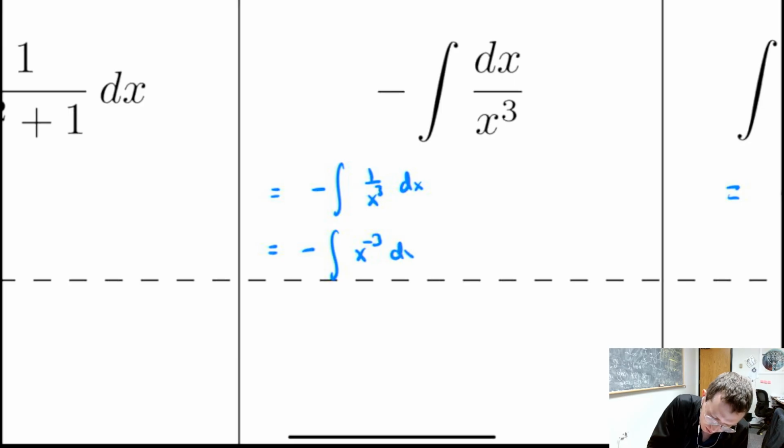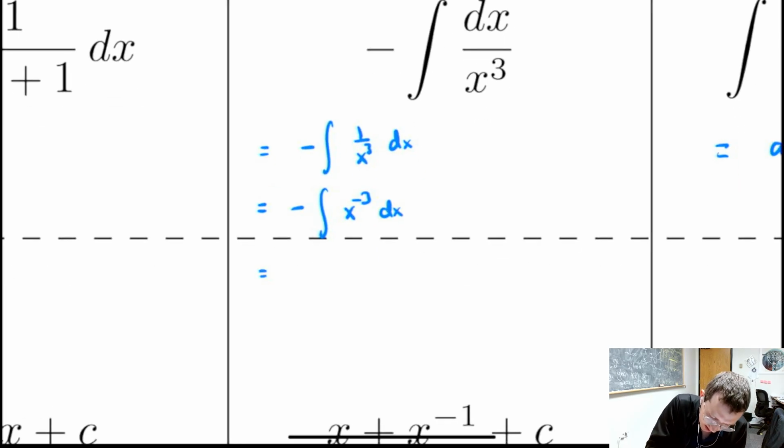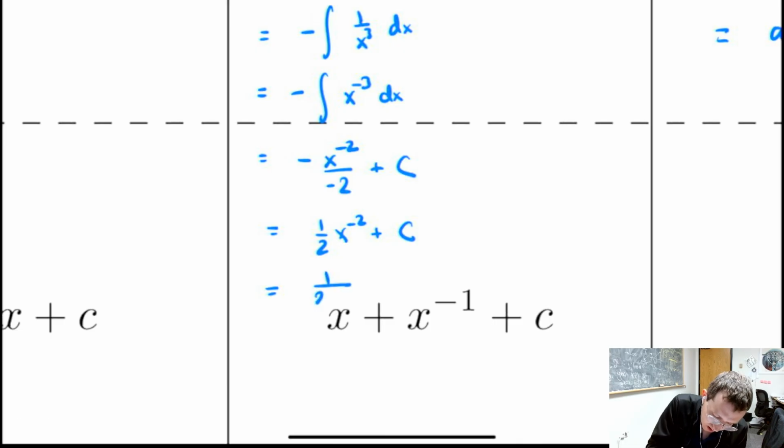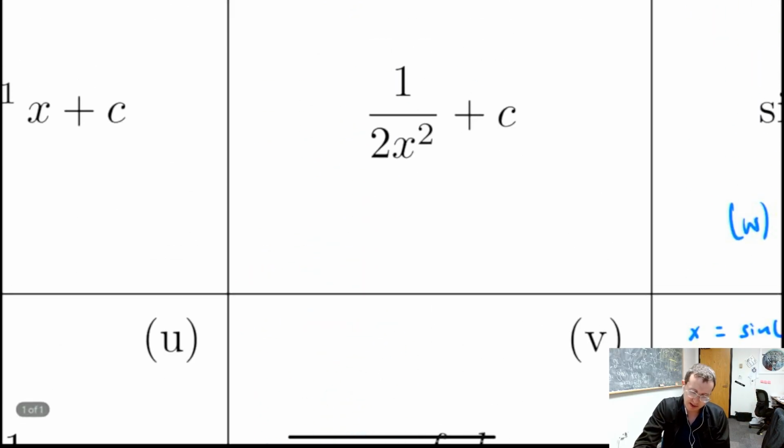Just like in the last problem, I'm going to rewrite the 1 over x cubed using a negative exponent. And then, whoops, I almost wrote x to the minus 4, but no, minus 3 plus 1 is minus 2. And then I divide by a minus 2. So it comes out to 1/2 x to the minus 2 plus c, or if you prefer to write that with a positive exponent in the denominator, that's 1 over 2x squared plus c.